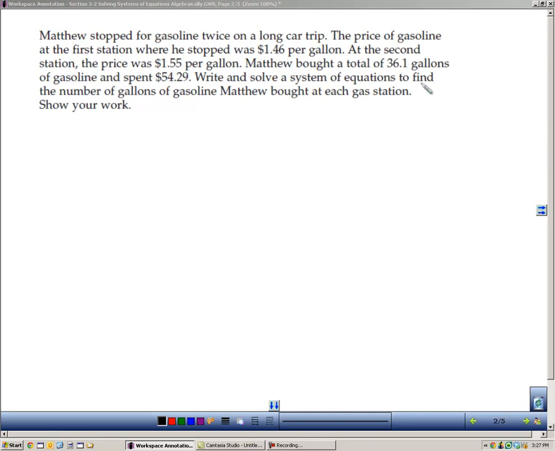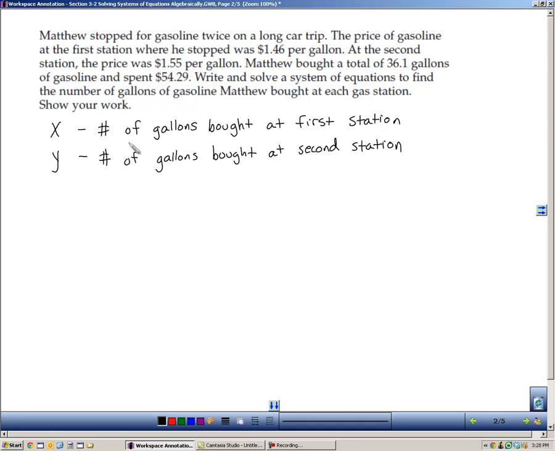The problem asks me to find the number of gallons of gas that Matt bought at each gas station. So I'm going to say that x is the number of gallons that he bought at the first station, and y is the number of gallons he bought at the second station. Those are the two values we're trying to find out. Those are my two unknowns.